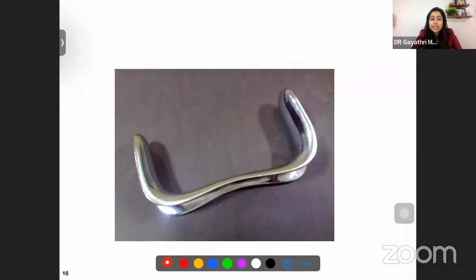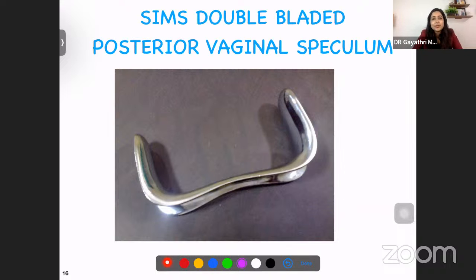Coming to yet another instrument-based question. A very commonly used instrument in the outpatient department as well. What you see here is SIMS double-bladed posterior vaginal wall speculum. You can just remember it as SIMS speculum.